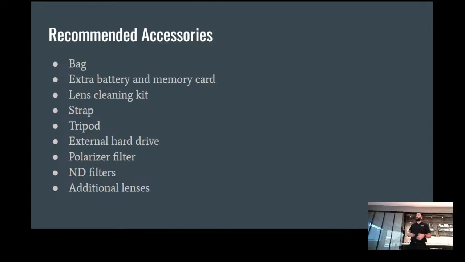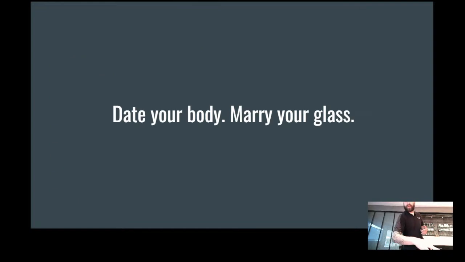Extra battery, get a lens cleaning kit. If you get any dirt, smudge, anything on the lens, never use your t-shirt. There's little fibers in there that'll scratch stuff on there. I'm wearing a wool vest, but even then, if I was wearing a regular t-shirt, just don't do it. Get a camera strap, get a tripod, external hard drive, a polarizer filter, ND filter, and then additional lenses. We're going to talk about some additional lenses here. That's the main part of this thing.